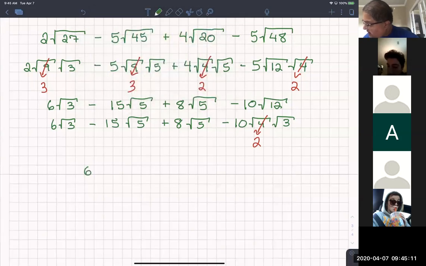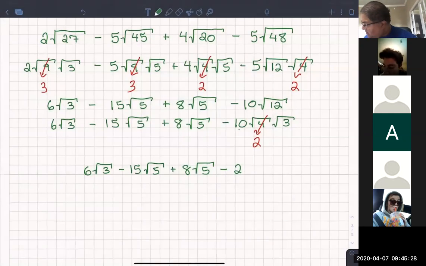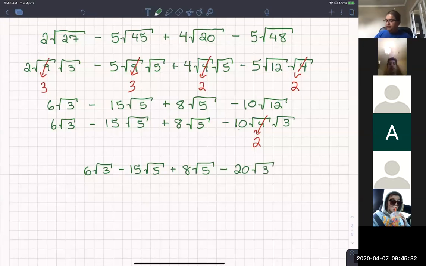So we get finally 6 root 3 minus 15 root 5, plus 8 root 5 minus 10 times 2 is 20 root 3. Now, which ones get combined? The 3s and the 5s.